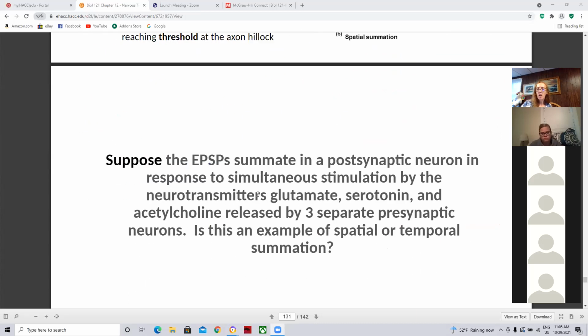So suppose that excitatory postsynaptic potentials are responding to simultaneous stimulation by neurotransmitters, glutamate, serotonin, acetylcholine, released by 3 separate presynaptic neurons. Is this an example of spatial or temporal summation? Spatial. It is spatial.